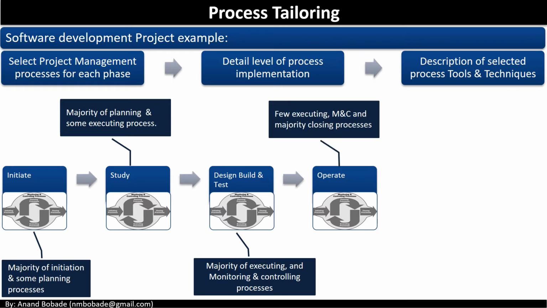In the operate phase, a few executing and monitoring and controlling process group processes will be executed, and the majority of closing processes will be used, as the contract will be closed, software will be handed over to the IT operations team, and project documents will be archived, and finally the project will be closed. I hope you got the understanding of the process tailoring concept. We will keep discussing this throughout the course.